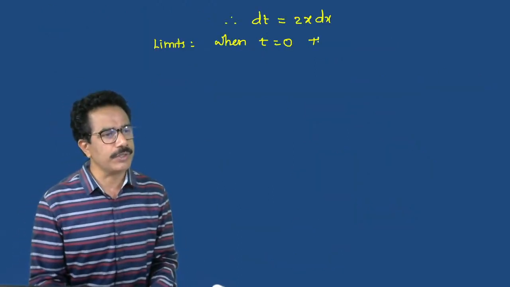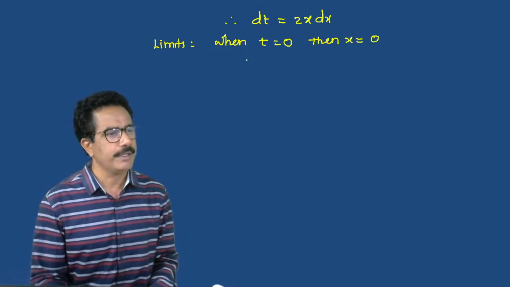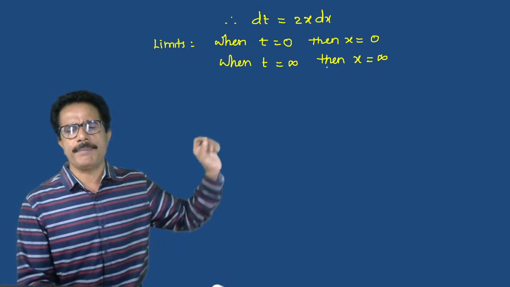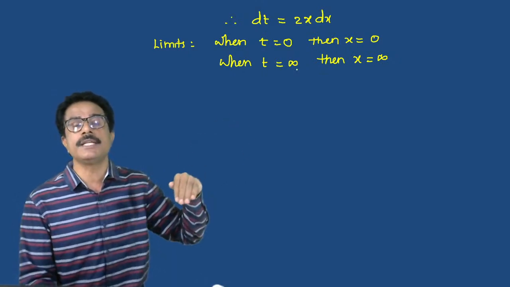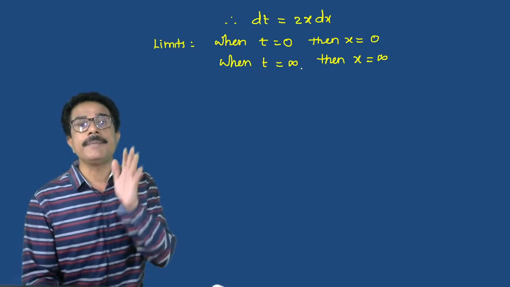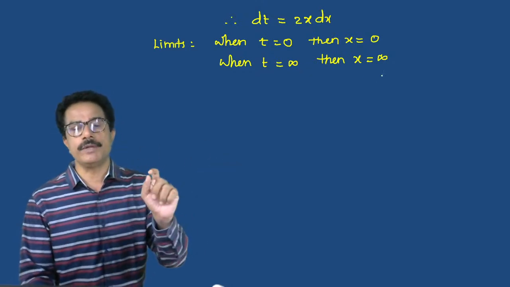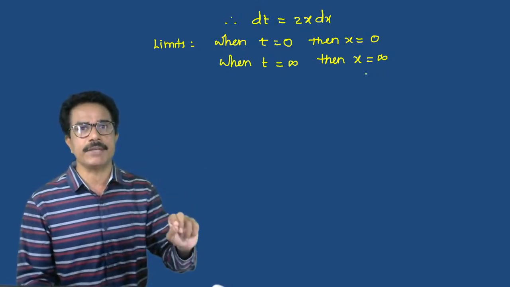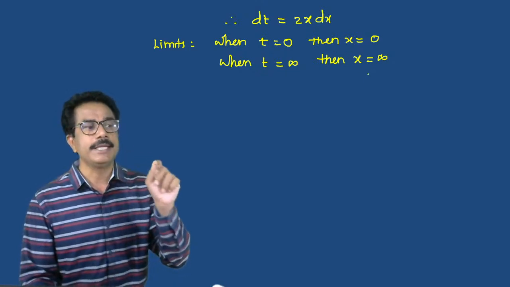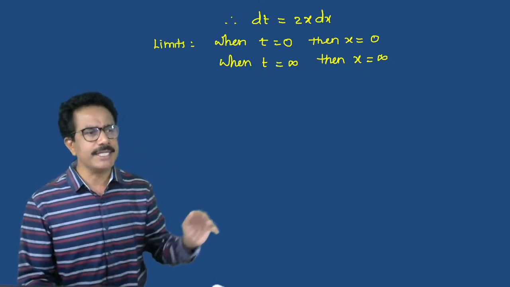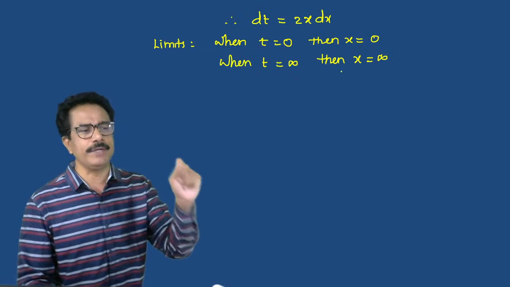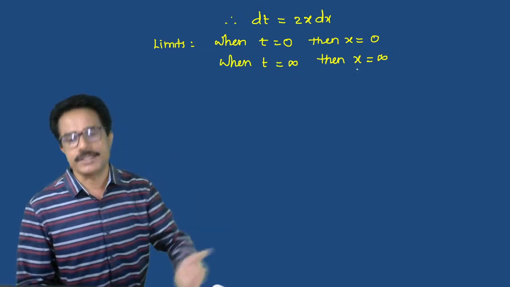When t is equals to 0, then x is equals to 0. And when t is equals to infinity, then x is equals to infinity. Actually, if t is equals to infinity is written, that means t tends to infinity, x tends to infinity. I have told you many times, if there is infinity in the equation, then you have to say it tends to infinity. Meaning of that is, t is equals to infinity means it is not a perfect value. It tends to infinity. That means as t tends to infinity, then x tends to infinity.